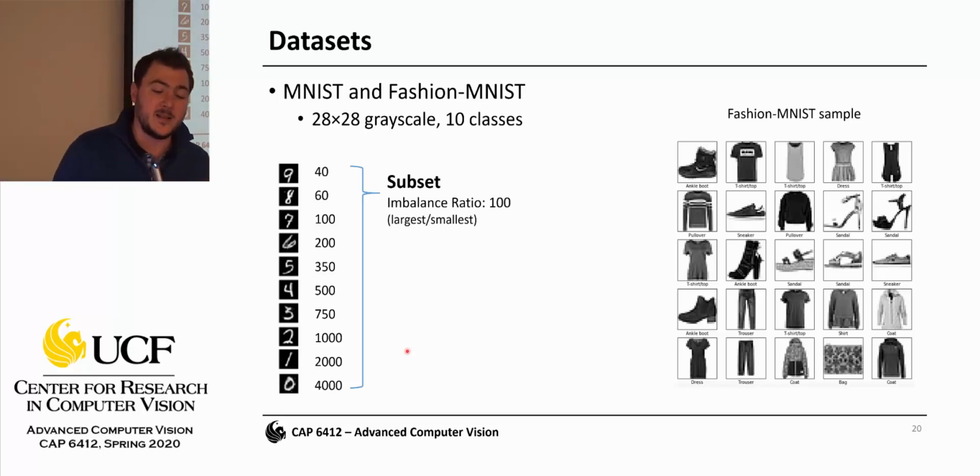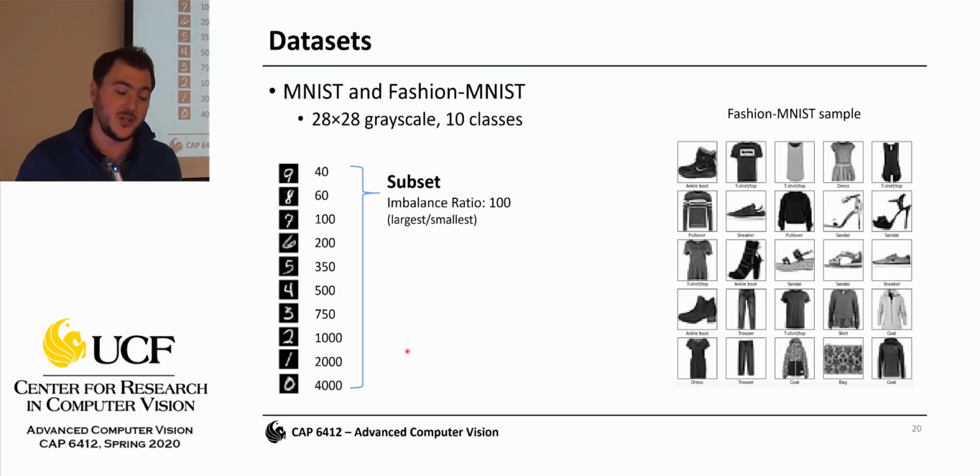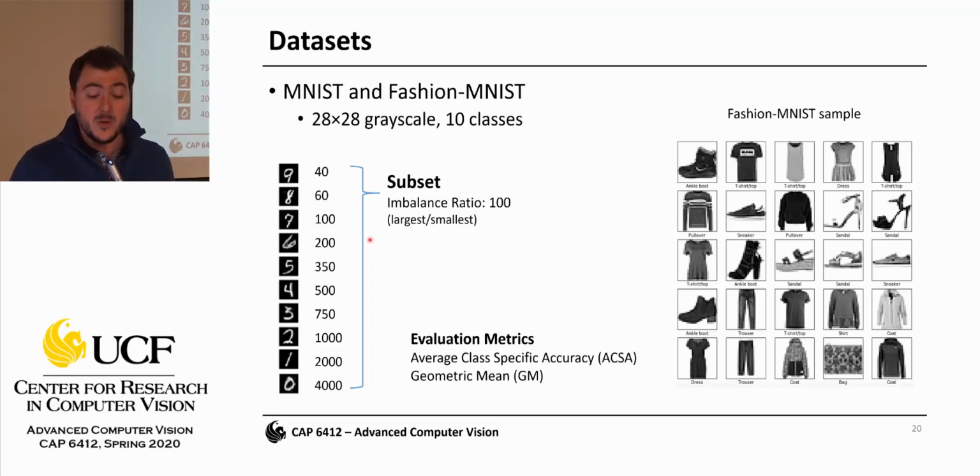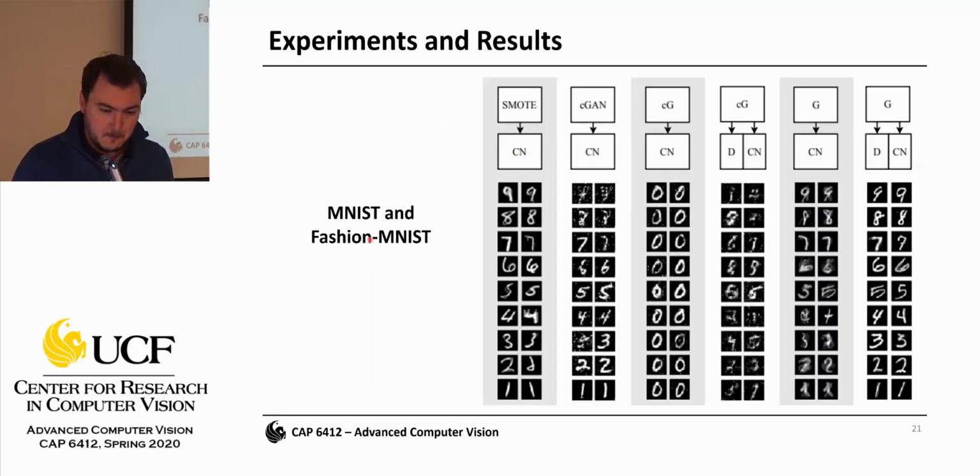So they create an artificially imbalanced subset of each dataset. The way they did it, they just order by the label index and select a different number of images for each class, as follows in the illustration here on the left. That creates an imbalance ratio, in this case, of 100. That means the number of images you have for the largest class divided by the smallest one. They evaluate those datasets using two metrics: average class-specific accuracy, which is the specific accuracy for each class that you then average out, and also geometric mean.